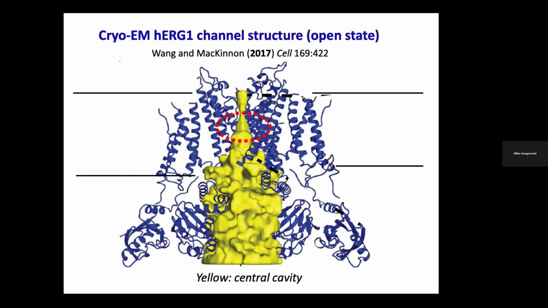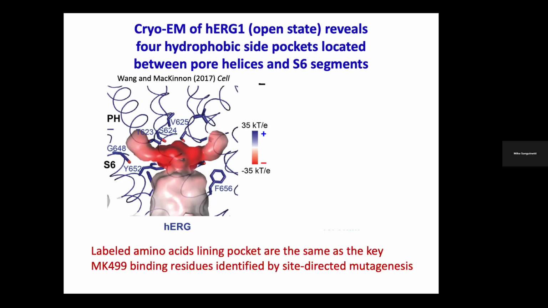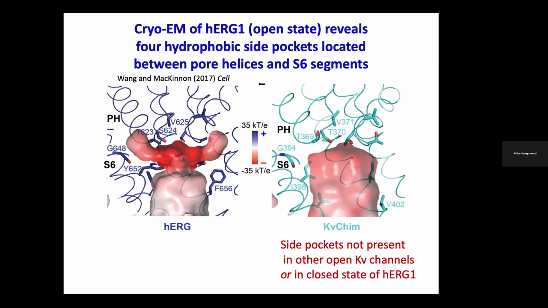Now that we have the cryo-EM structure of hERG, none of this was available when we were doing the work. We just had bacterial channels at the time. And it turns out that hERG has this very unusual feature. Below the S4 helices and between these helices and the S6 transmembrane domains that line this central cavity, there are little hydrophobic pockets. There are going to be four of them because these are homotetramers. And it turns out the drugs, first of all, bind in here. And most importantly, these side pockets are not present in any of the other KV channels in the open state or when hERG is in a closed state.